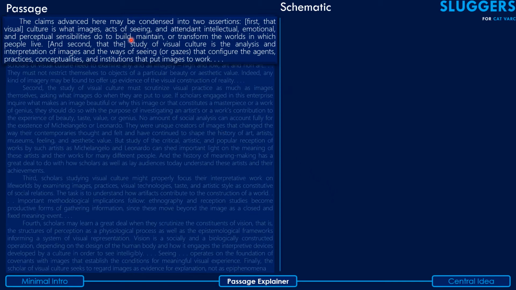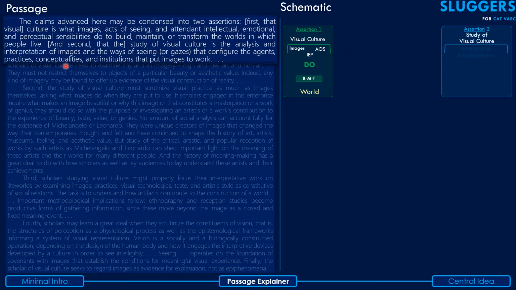Okay, so let's start. The claims advanced here may be condensed into two assertions. First, that visual culture is what images, acts of seeing, and attendant intellectual, emotional, and perceptual sensibilities do to build, maintain, and transform the worlds in which people live. That's the first assertion. And second, that the study of visual culture is the analysis and interpretation of images and the ways of seeing or gazes that configure the agents, practices, conceptualities, and institutions that put images to work.